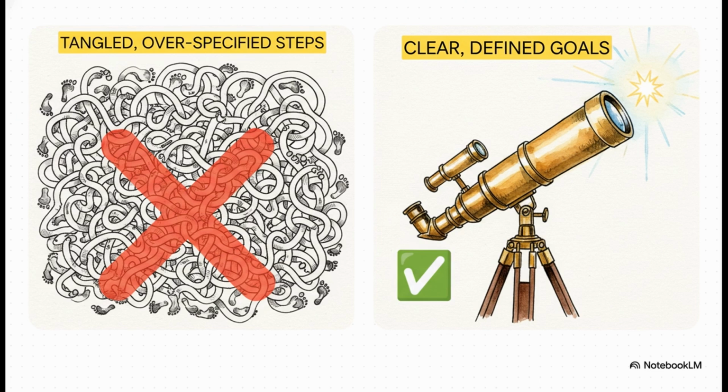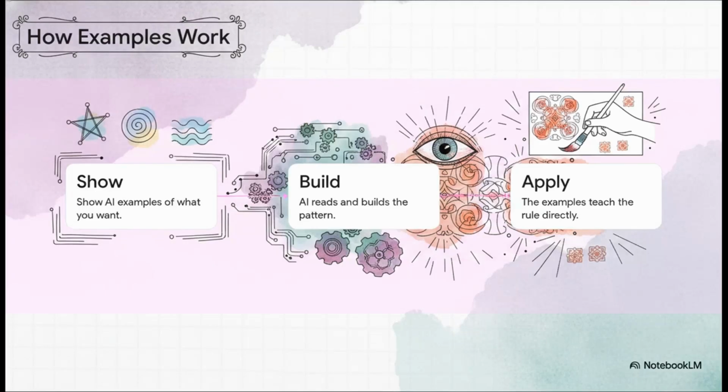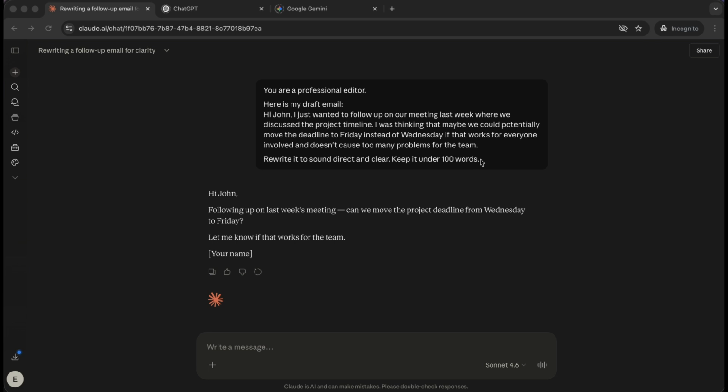Okay, moving on to pattern 2, show examples. You know those times when you need a very specific format? Yeah, describing it in words almost never works. You just end up writing this massive paragraph of instructions that the AI at best only half follows. So instead of doing that, just show it 3 examples of what you actually want. The AI will read them and literally build the pattern on the spot. You don't even have to explain the rules anymore because the examples teach the rule directly.